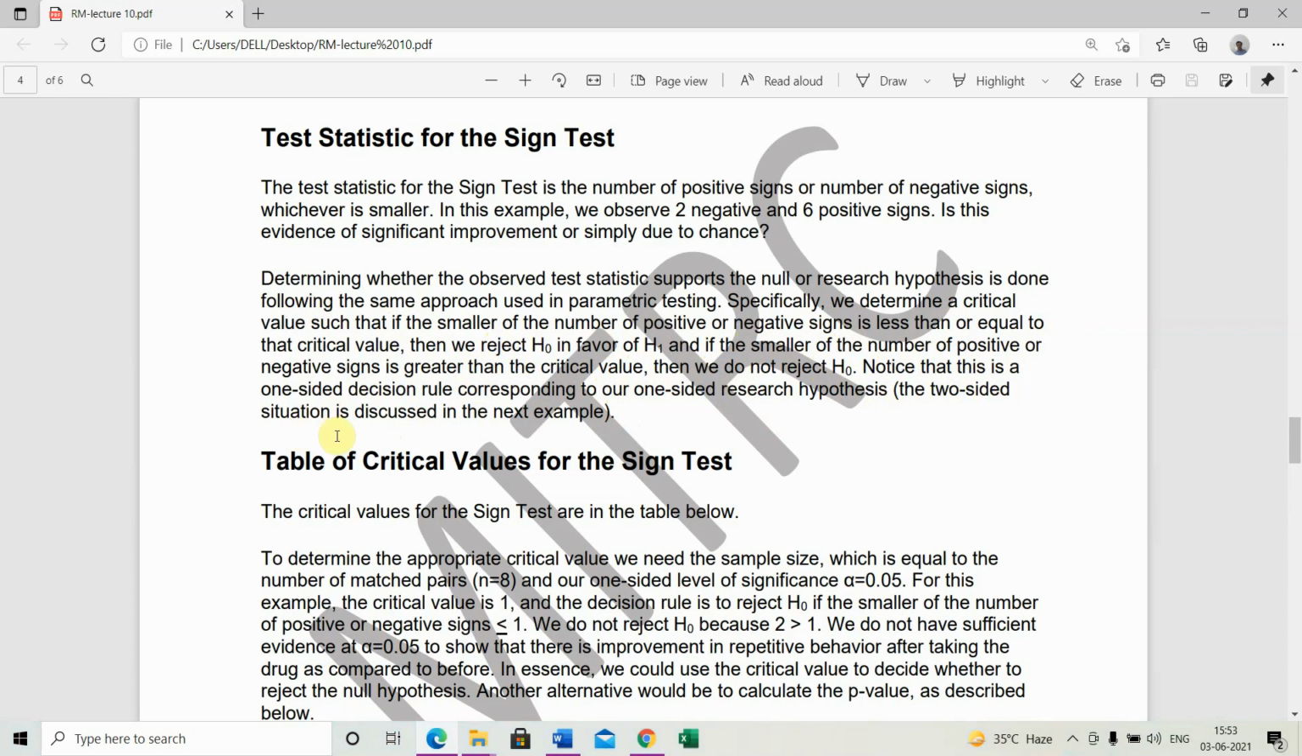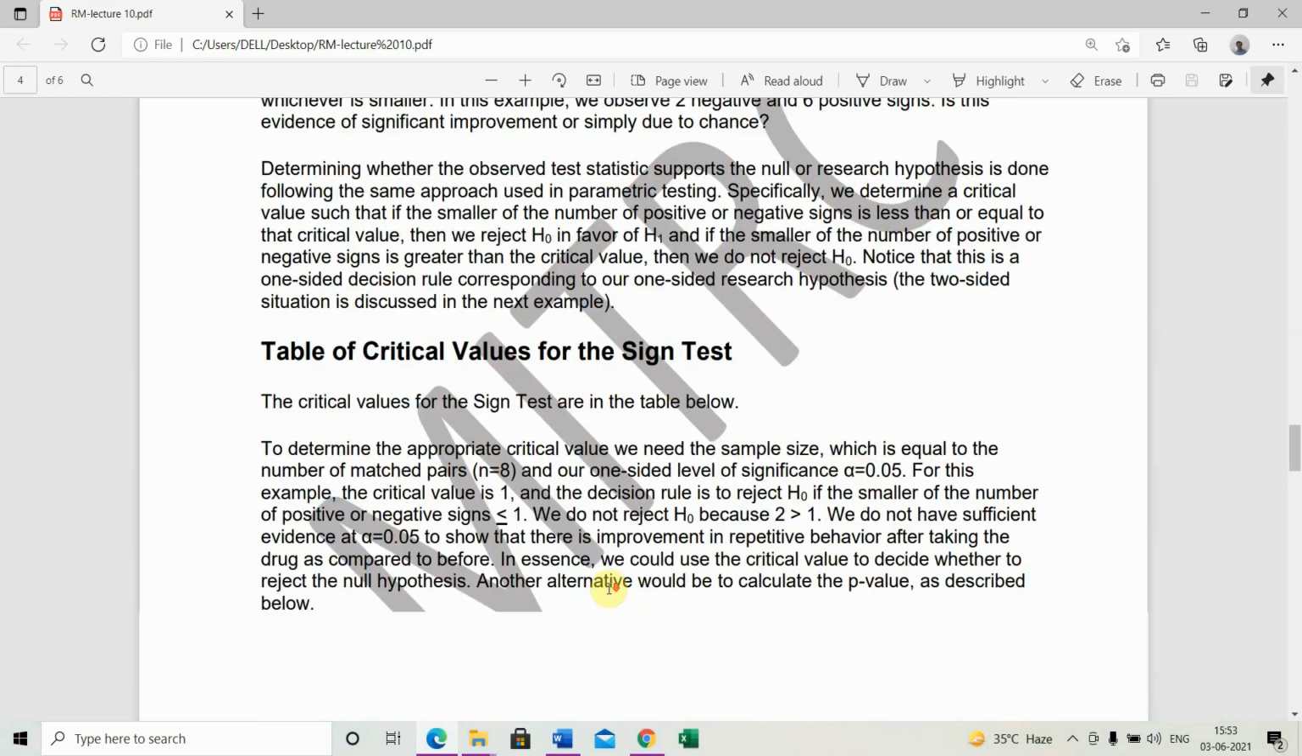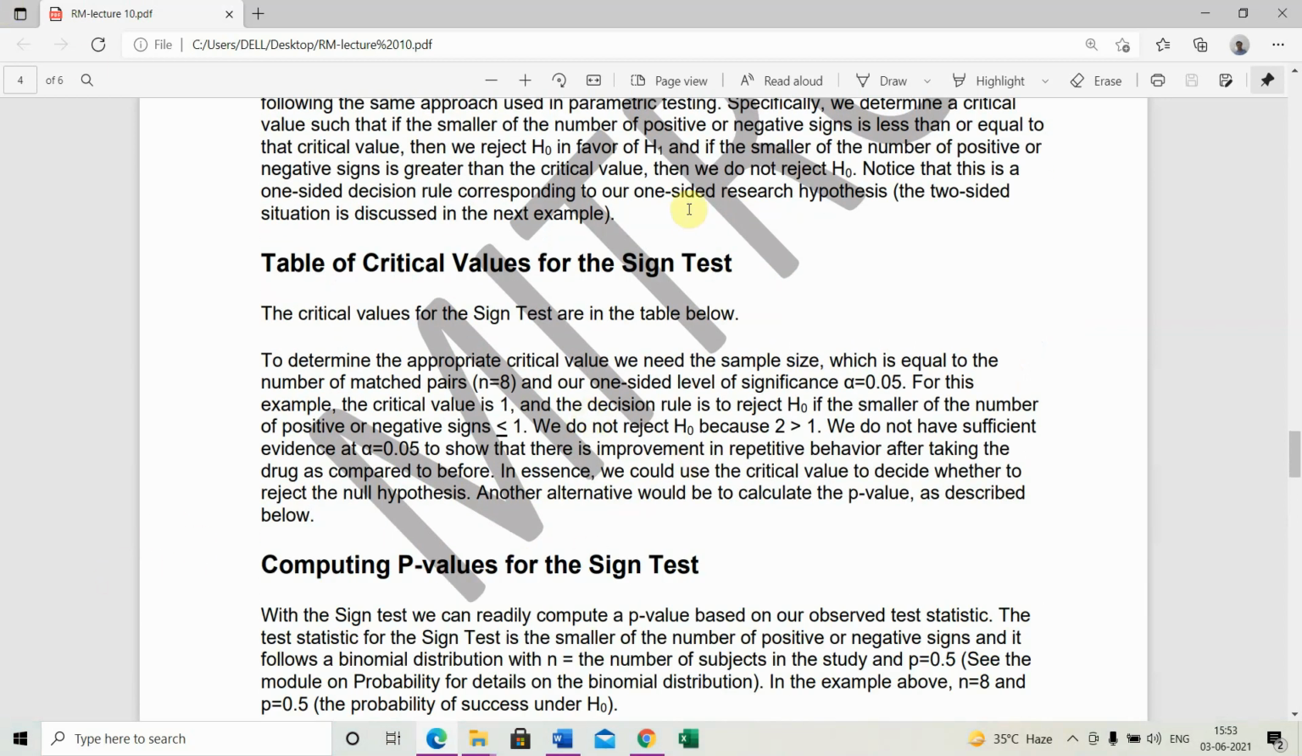The two-sided situation is described in the next example. Table of critical values for the sign test. The critical values for the sign test are in the table below. To determine the appropriate critical value, we need the sample size, which is equal to the number of matched pairs, n equals 8, and our one-sided level of significance, alpha equals 0.05. For this example, the critical value is 1, and the decision rule is to reject H0 if the smaller of the number of positive or negative signs is less than or equal to 1.